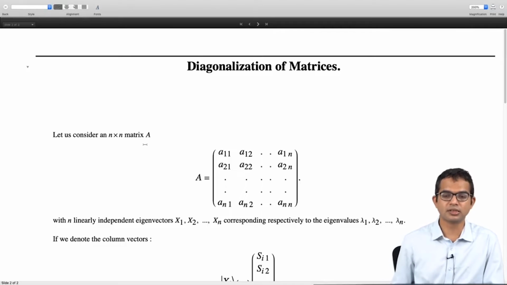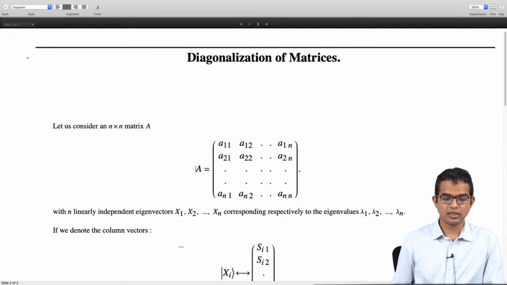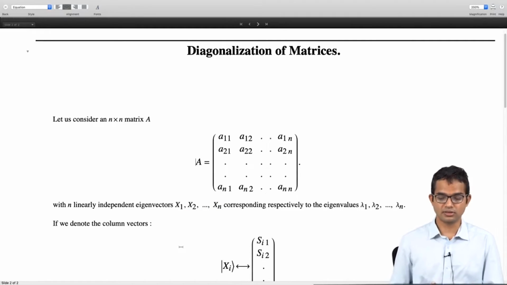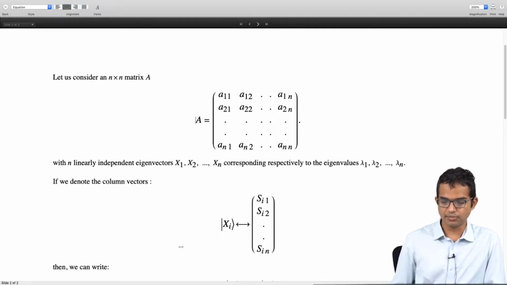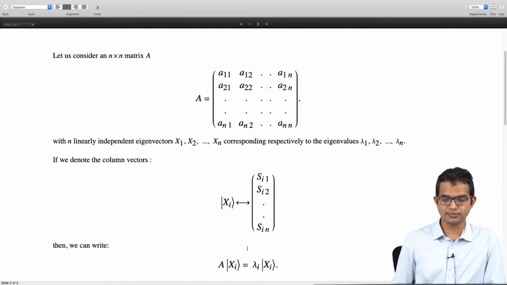But for the purpose of this lecture, let's look at matrices which have n eigenvalues, lambda 1 all the way up to lambda n. Some of these could be repeated, there's no problem with that, but the key requirement is that all these n eigenvectors are linearly independent. If this happens, then let's collect all these eigenvectors. So you have n linearly independent eigenvectors. We will notate this as xi, with coefficients si1, si2, and so on, all the way up to sin.